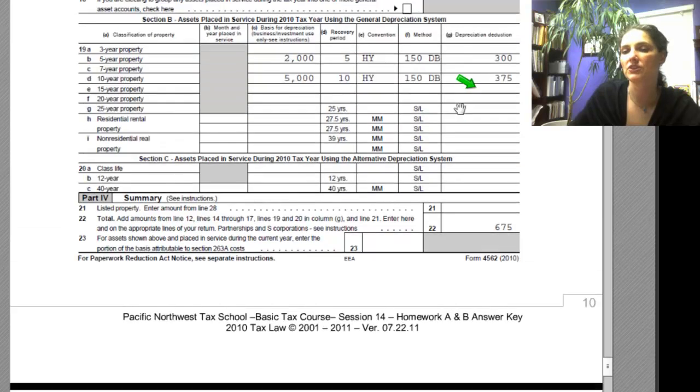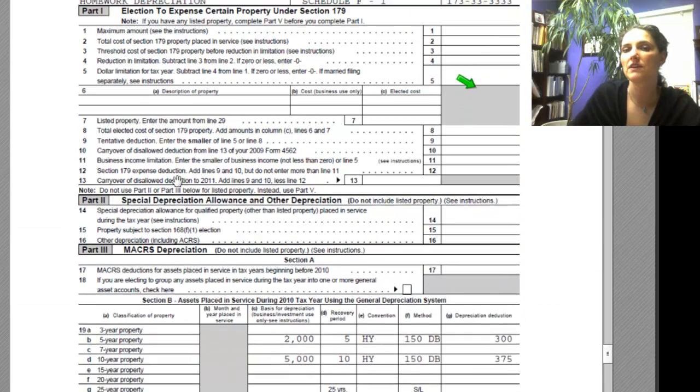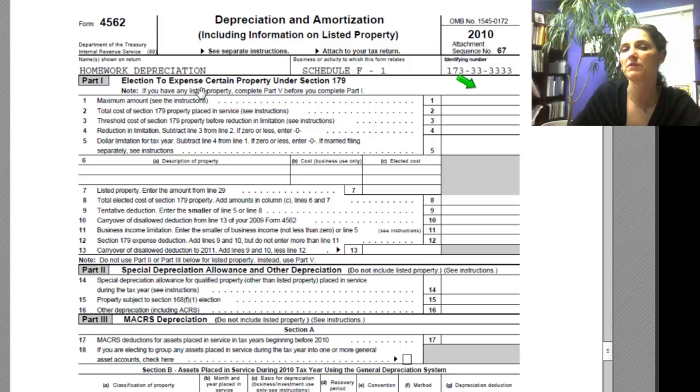There is no amortization deduction being claimed for the farming activity. There is no listed property for the farming activity, and so Part 2, or Page 2, rather, of Form 4562 is not completed for the Schedule F. So that concludes the review of the homework answer key.